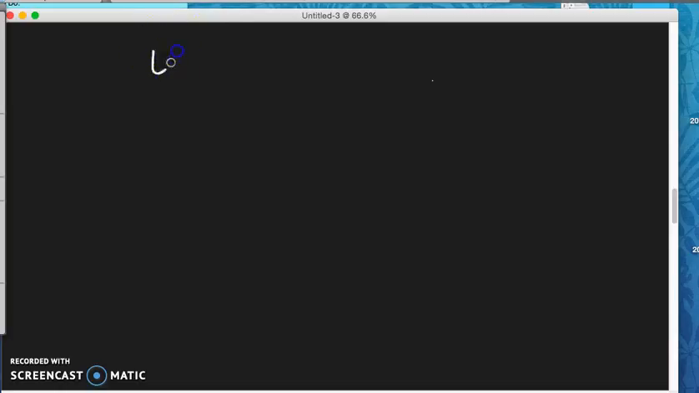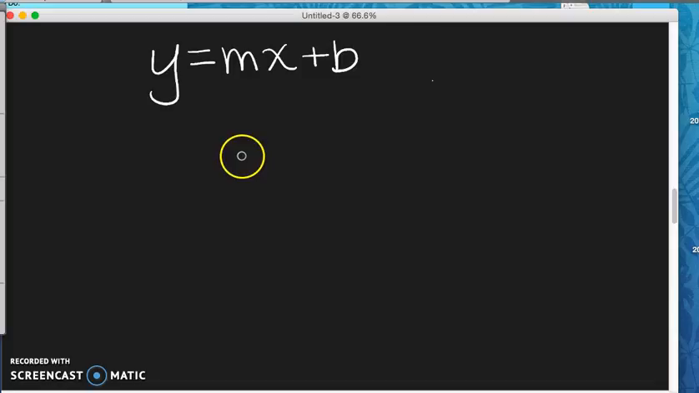So, first thing is, what is slope-intercept form? Whenever you are talking about a linear relationship, it's always going to be in the form y equals mx plus b. So this is every general linear equation. It is in this form, where the m in your equation stands for your slope, and the b in your equation stands for your y-intercept.